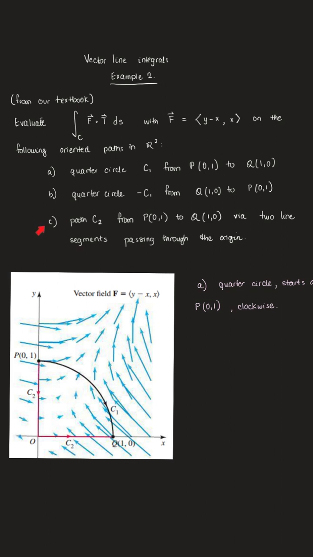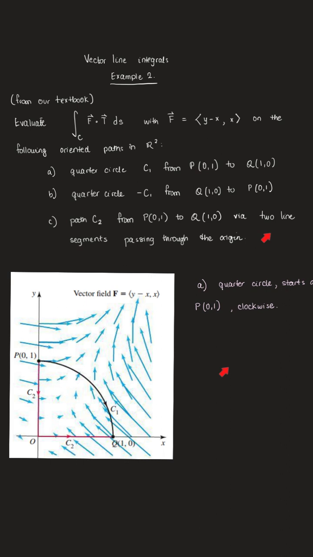And then finally, we're going to also go from P to Q, but we're going to take two paths, a line segment down to the origin from P and then to the right to Q from the origin. And then we'll add those two and see what we get. So there's a lot of exploration in this example. Let's see how it goes.